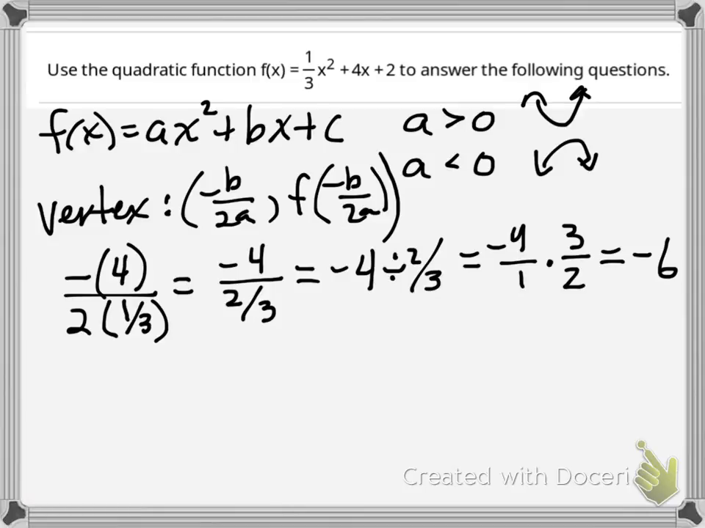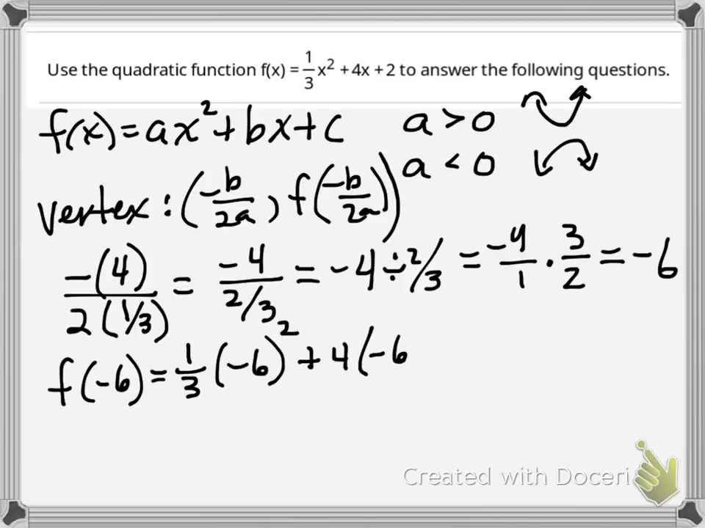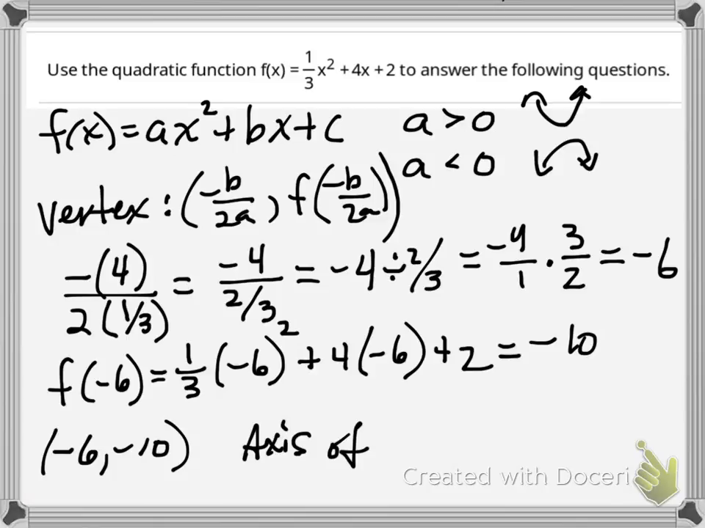How do we go about finding the y value of the vertex? We'll just take that negative 6 and plug it into the function. Everywhere you see an x, substitute negative 6: 1/3 times negative 6 squared plus 4 times negative 6 plus 2. Plugging it in is going to give us negative 10. So the vertex is (negative 6, negative 10).